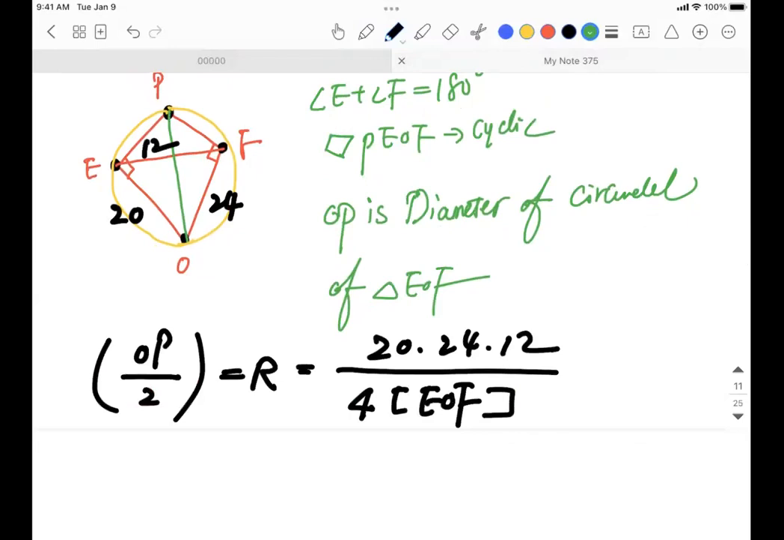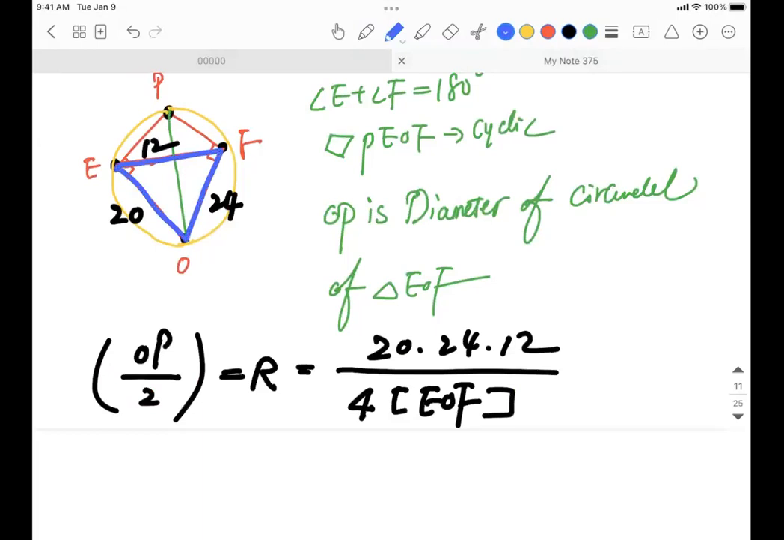How can I determine the area of my triangle EOF? Who can tell me? Do you guys know this? Use the color blue. How can I determine the area of my triangle EOF? Heron's formula. Is that right? Heron's formula, right? The other students, have you heard about Heron's formula?